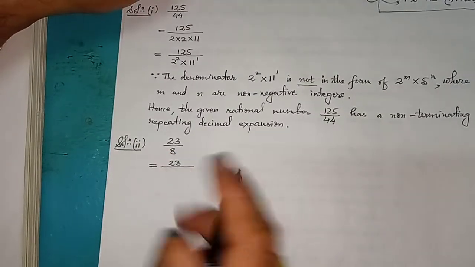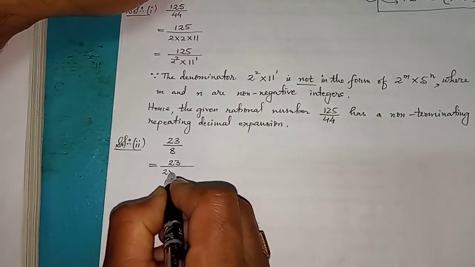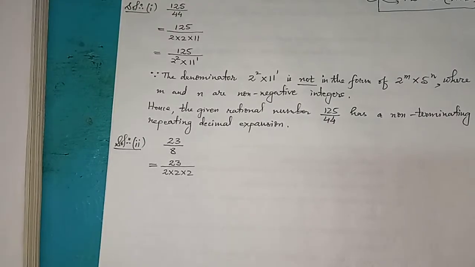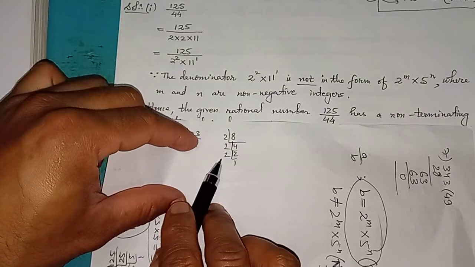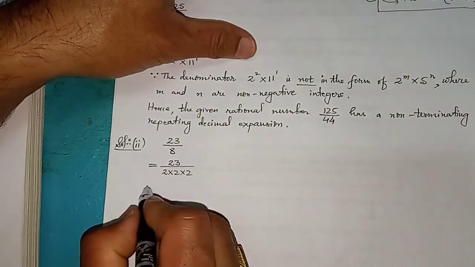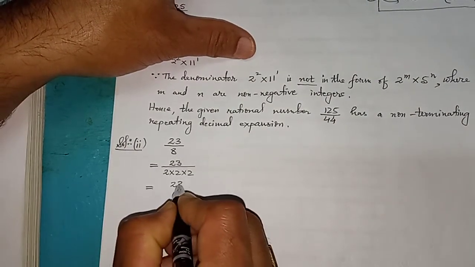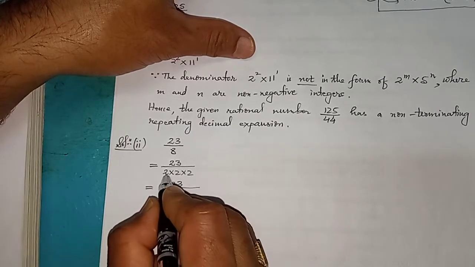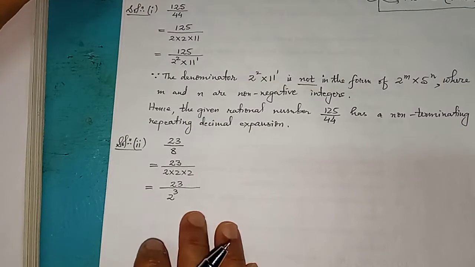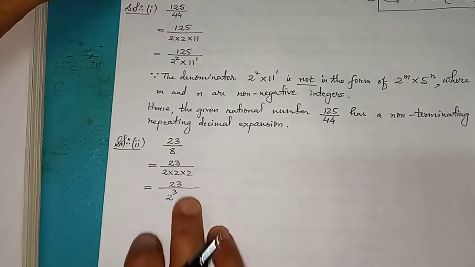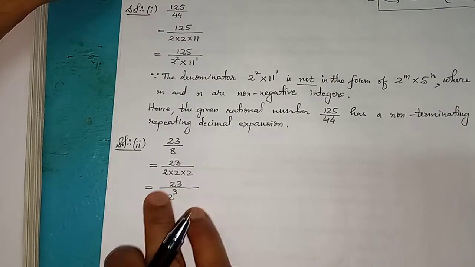So let's do the prime factorization of 8, and you know what you got? 2 into 2 into 2. Just now I showed you the prime factorization of 8. It's 2 into 2 into 2. Now we'll write it in power notation. 2 how many times? 3 times. So write 2 one time with power 3. So we got the power notation of the denominator. For a by b, you have to do the prime factorization of b.